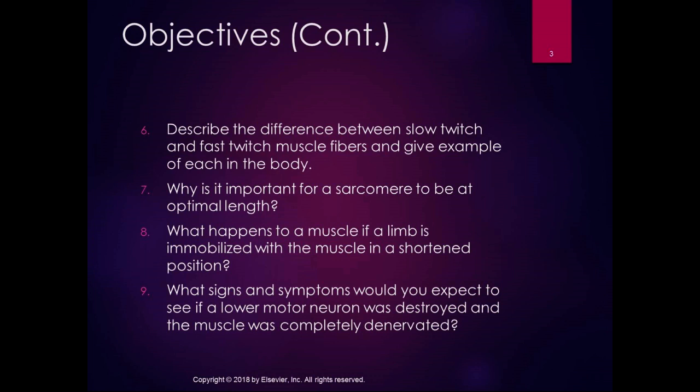You should know why it's important for a sarcomere to be at optimal length. We'd already talked about this back in kinesiology, way back when. We talked about actin and myosin, but we're just going to go into a little more depth, but this should not be new information to you. What happens to a muscle if a limb is immobilized with the muscle in a shortened position? And we'll talk about that. And what signs and symptoms would you expect to see if a lower motor neuron was destroyed and the muscle was completely denervated? Spoiler alert, the muscle won't work. Okay, so we're going to just jump in, both feet, motor system.